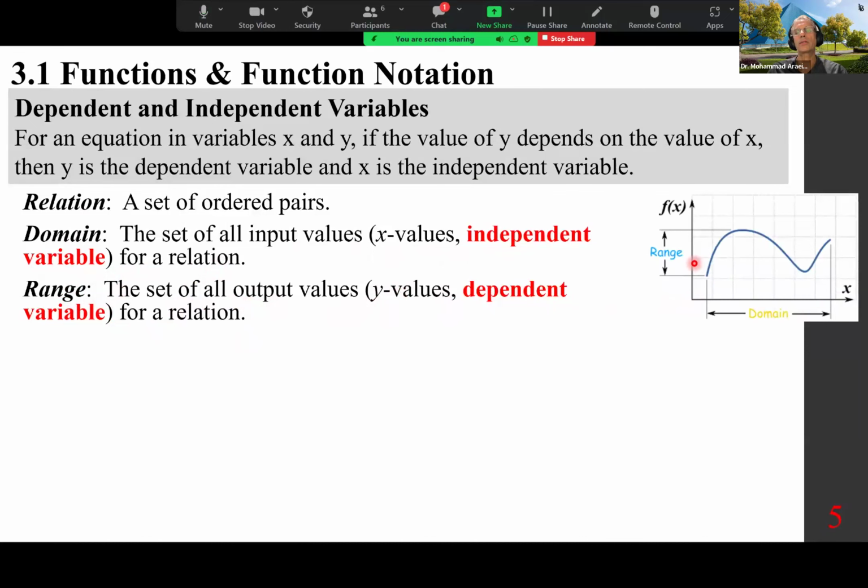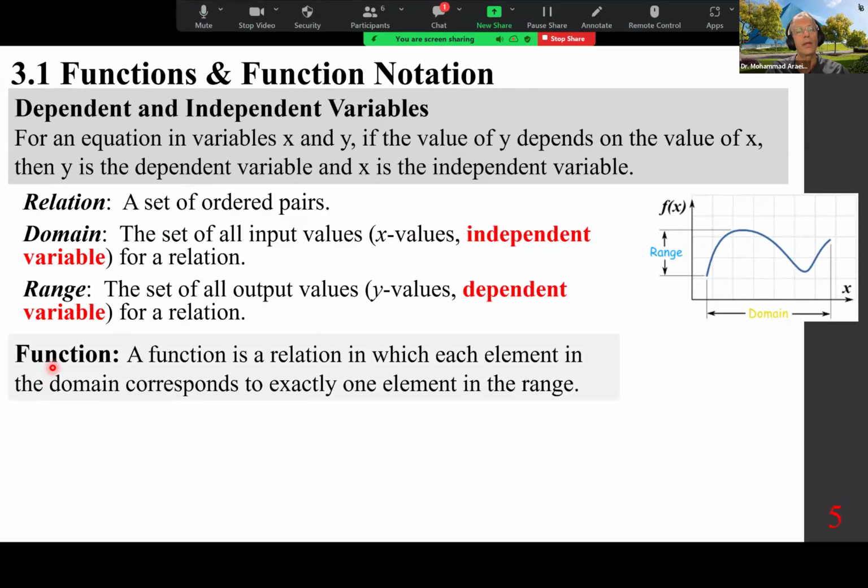As we look at a graph, all the values that it covers along the x-axis is known as the domain. All the values that it covers along the y-axis is called the range.